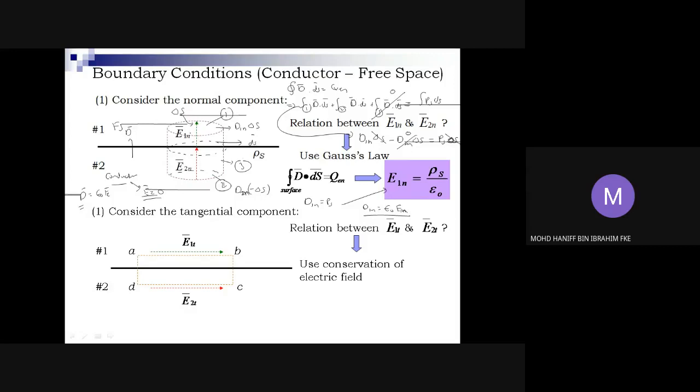the electric field in your free space medium. That should be the electric field produced at the boundary between the conductor and free space. Which means that when the conductor and free space are in contact with one another, the electric field only exists in the free space medium, in which E1n equals rho s over epsilon naught.